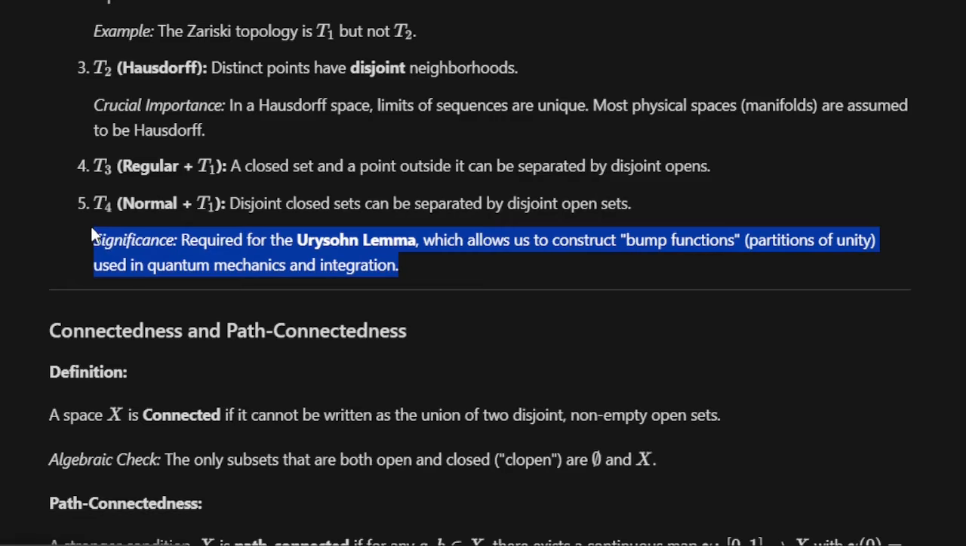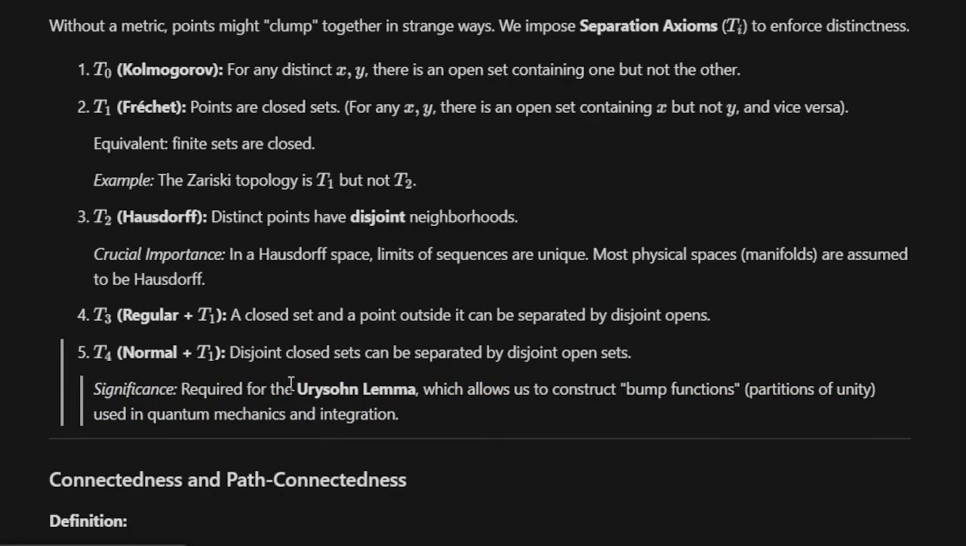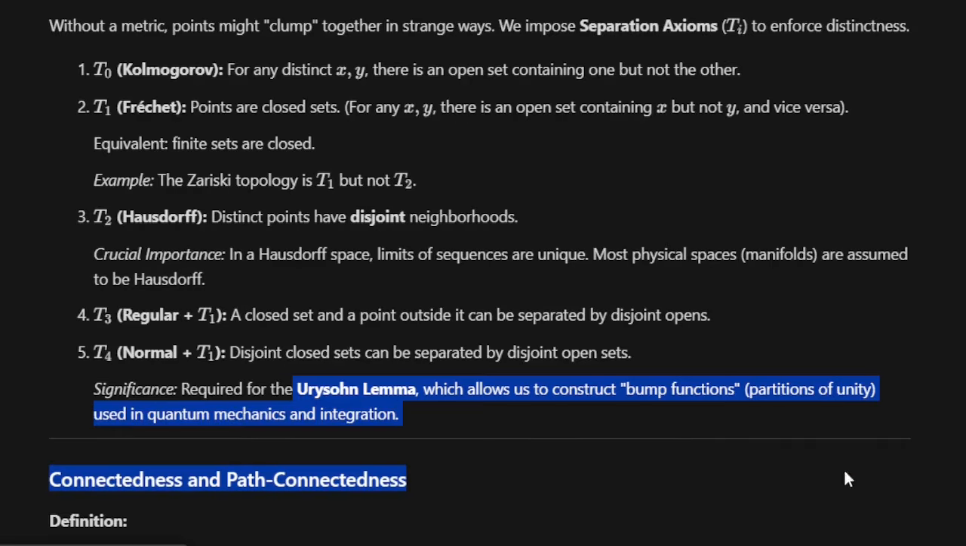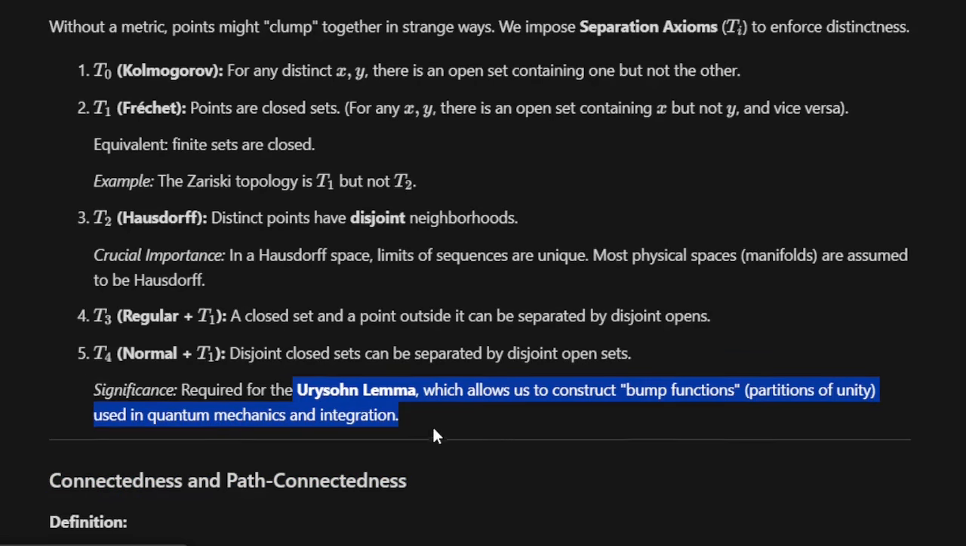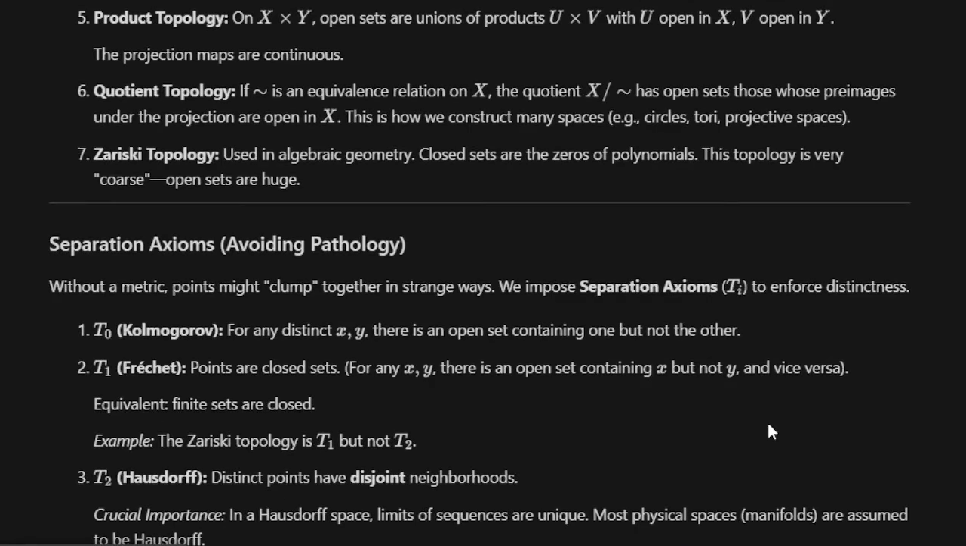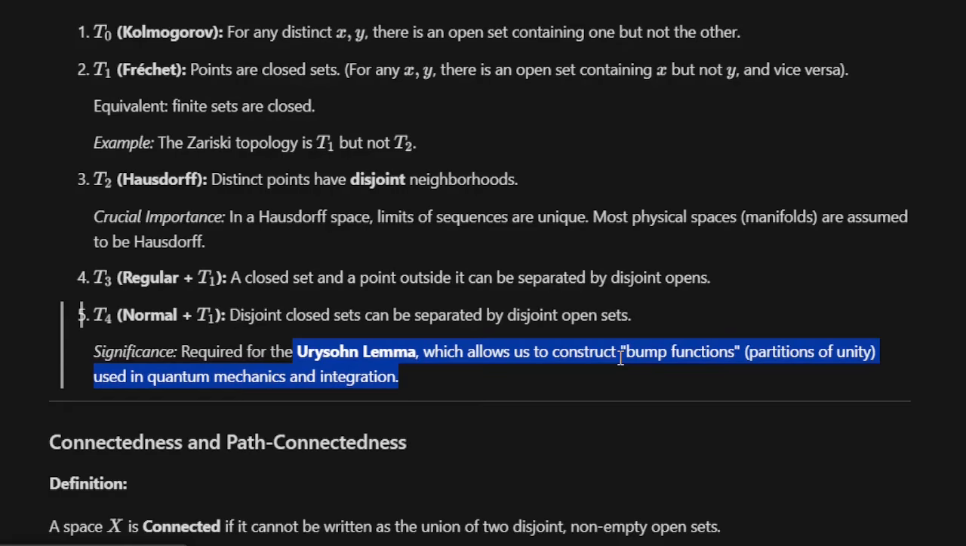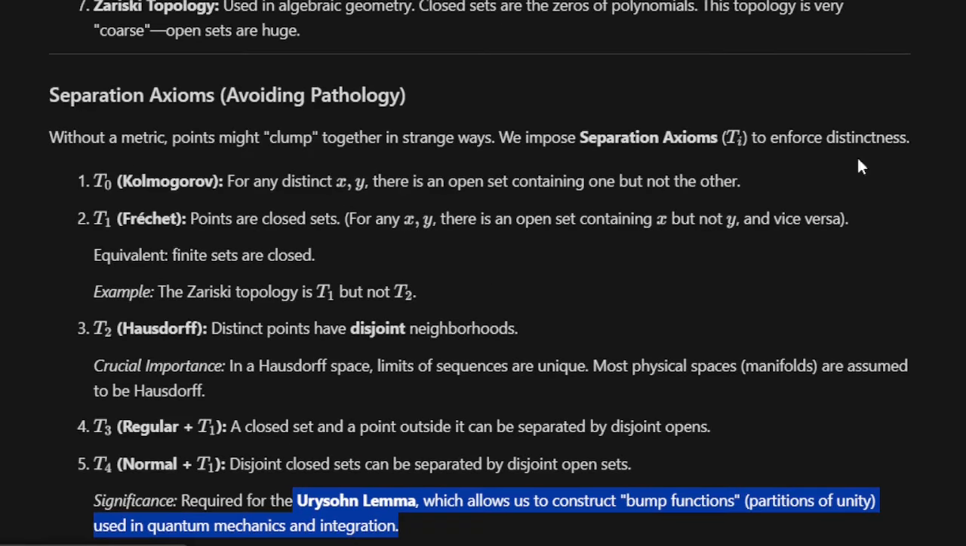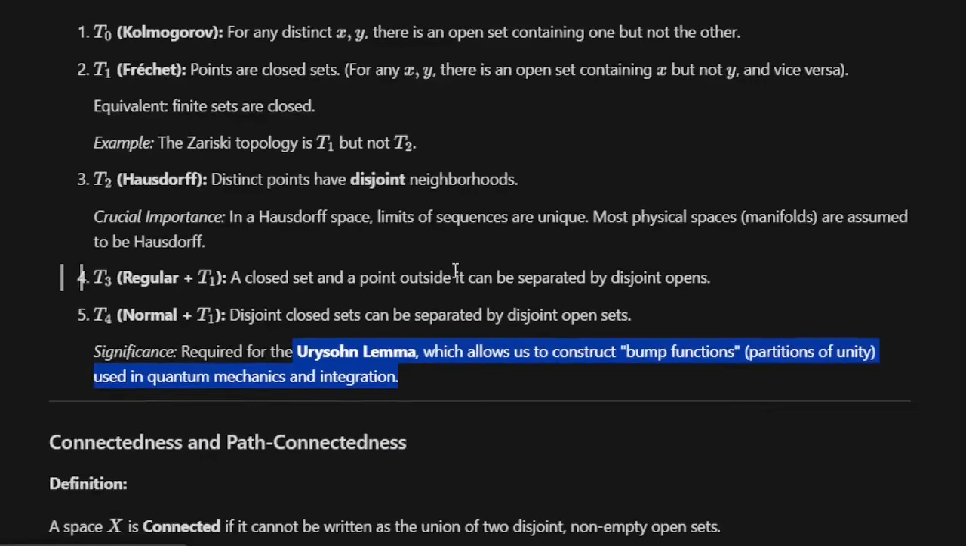So, for example, delta functions, right? Or what's the other one? The Heaviside. The Heaviside is related to the delta function by a derivative, I don't remember exactly. But anyways, that's what Urysohn's lemma is: the bump functions, partitions of unity. We can construct delta functions and distributions that look like that. So that's why this stuff is important for physics. You need topology for physics, right?